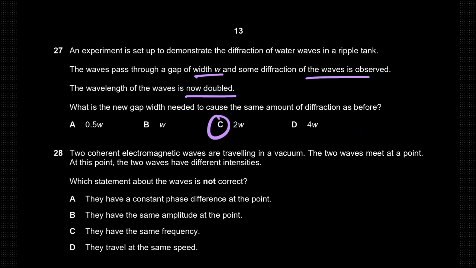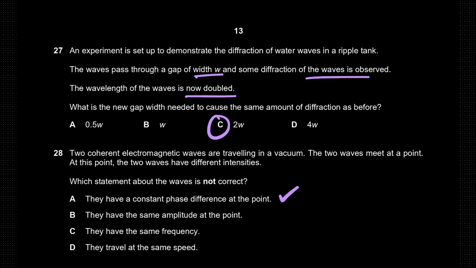28. Two coherent EM waves are traveling in a vacuum. The two waves meet at a point. At this point, the two waves have different intensities and hence they would also have different amplitudes. Which statement about the waves is not correct? They have a constant phase difference at this point.